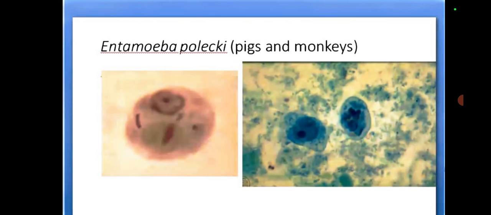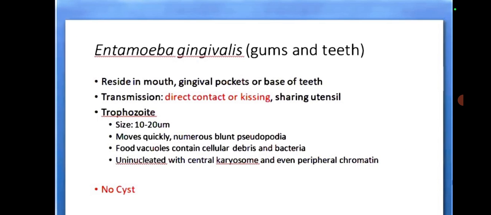Entamoeba coli can also be found in pigs and monkeys. Entamoeba gingivalis is present in the gums and teeth, residing in the mouth, gingival pockets or base of the teeth. Transmission is by direct contact or kissing, or sharing utensils.